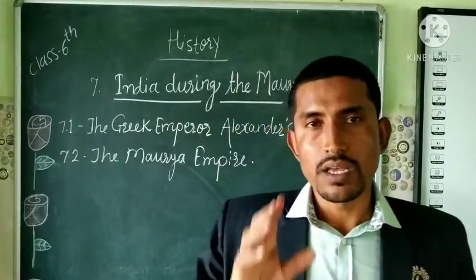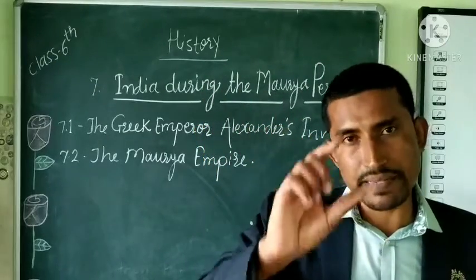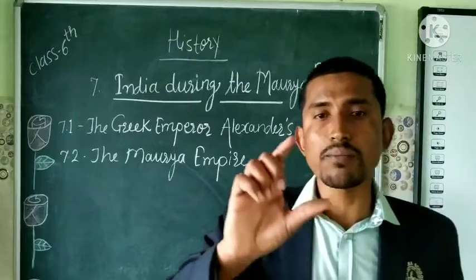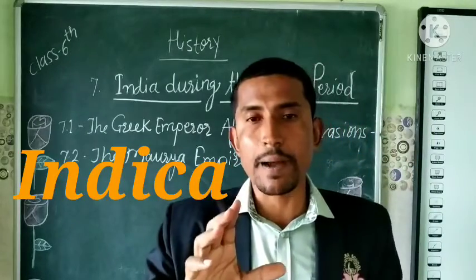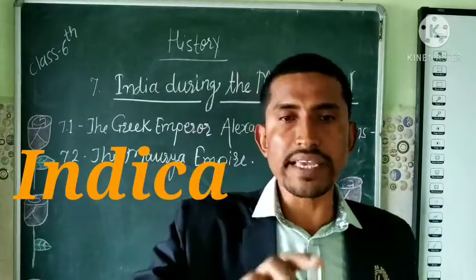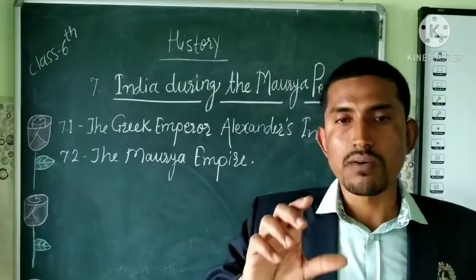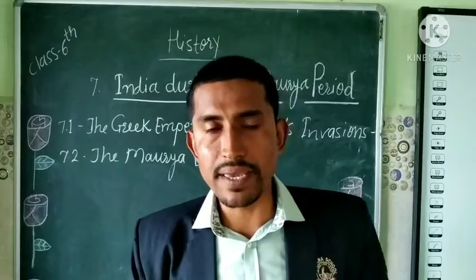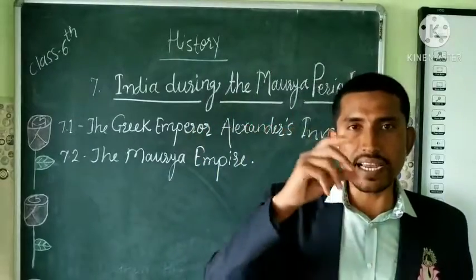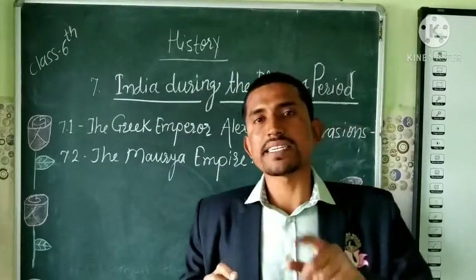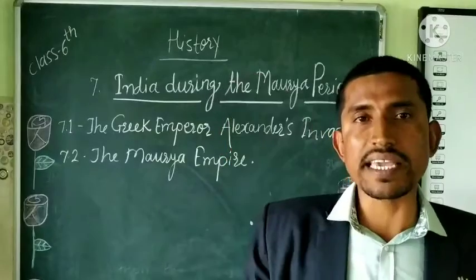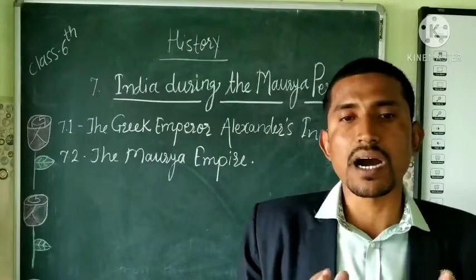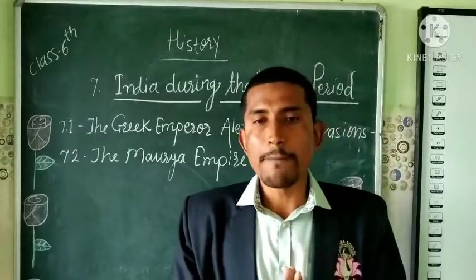That Megasthenes, who was ambassador of Seleucus, wrote a book namely Indica, and this book is an important source for the study of India during the Maurya period. Means by reading the Indica book, which was written by Megasthenes, we can get more information about the Maurya period.